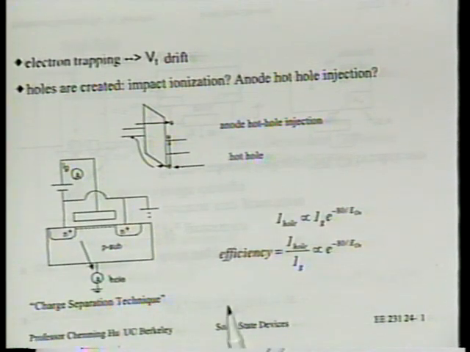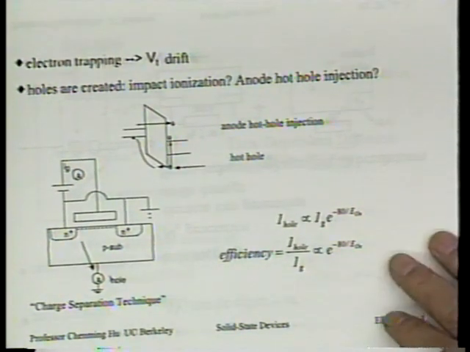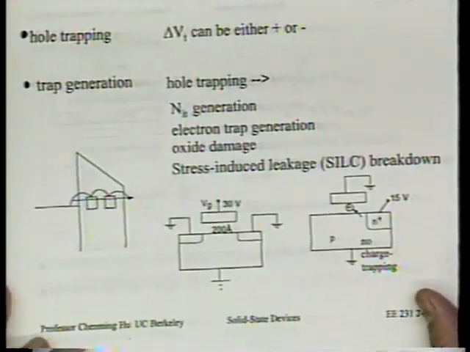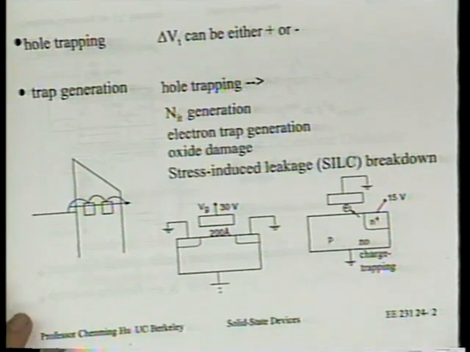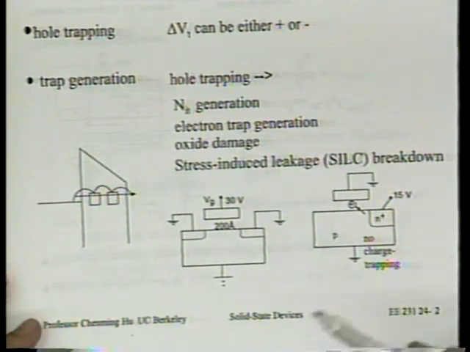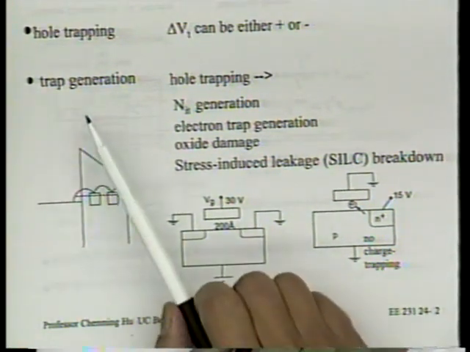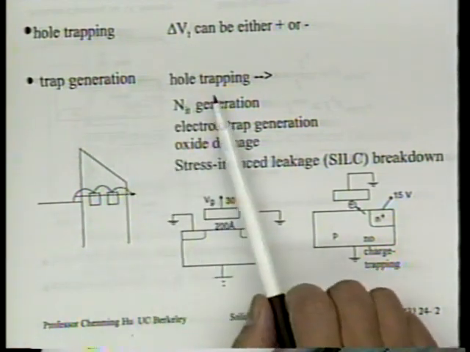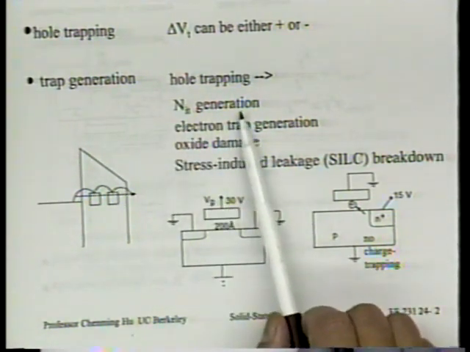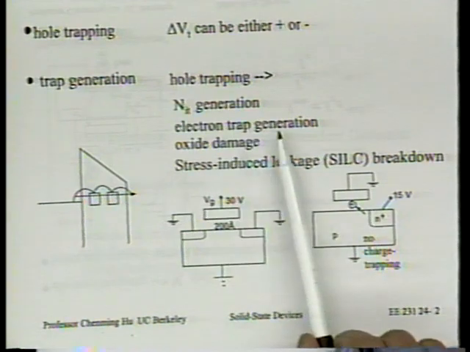At a high electric field, maybe it only takes 100 electrons to pass through before one hole is created. So that hole generation efficiency also increases. Now, finally, we pointed out that these holes seem to create traps as a result of hole trapping. Hole trapping creates interface traps. It also creates electron traps.